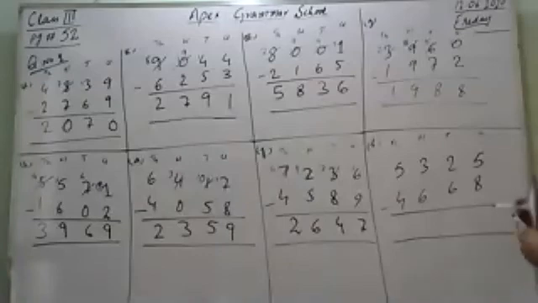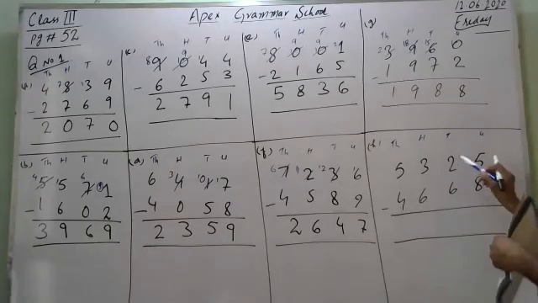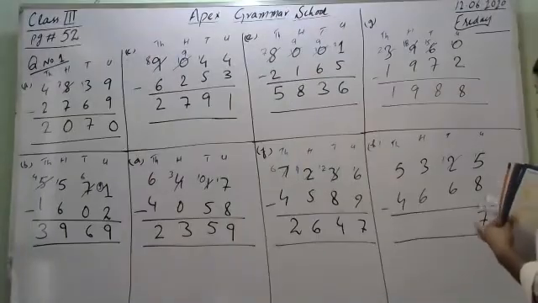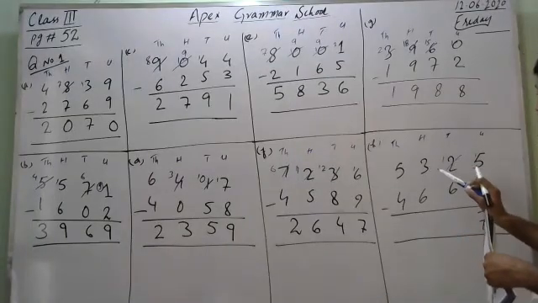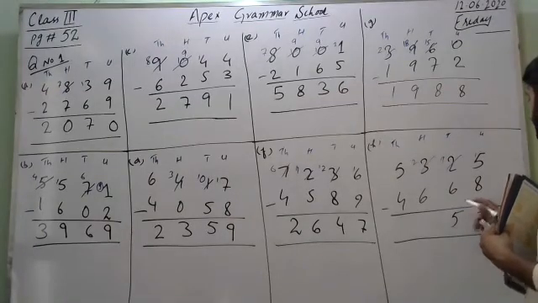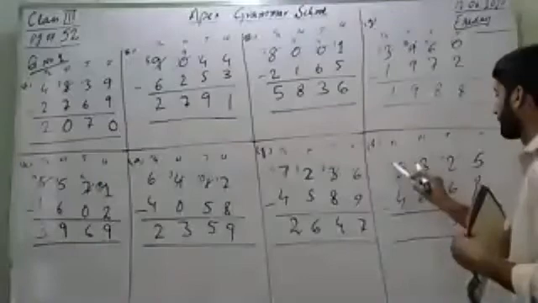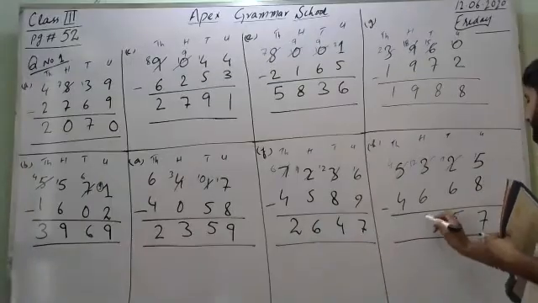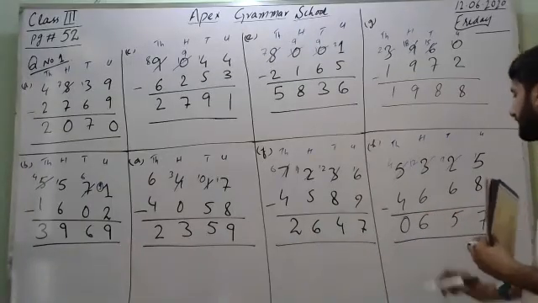H part is 5 and 8. 5 is smaller. Now 15 minus 8 is 7. Once again carry because 1 is smaller and 6 is greater. 11 minus 6, 5. 12 minus 6, 6. 4 minus 4 is 0.